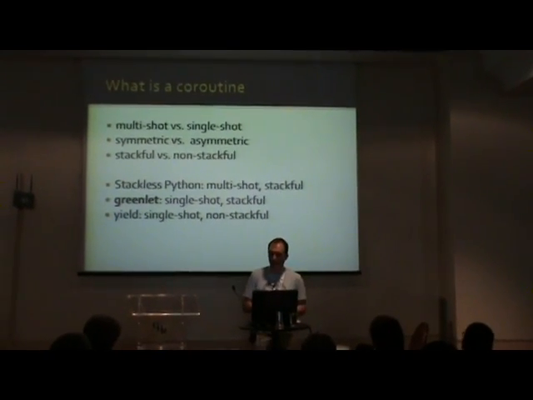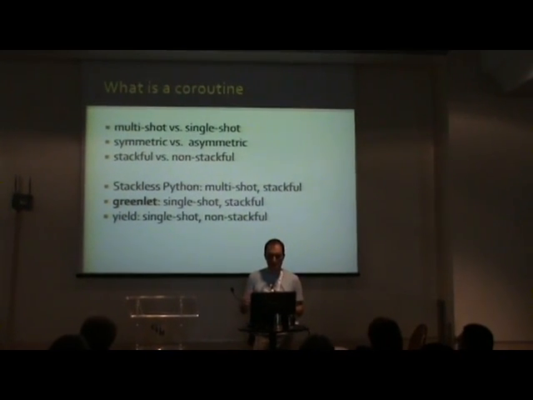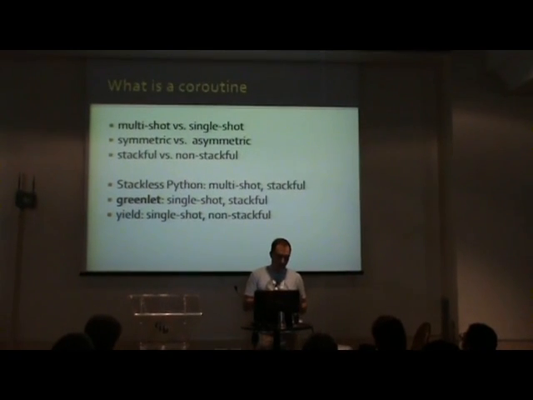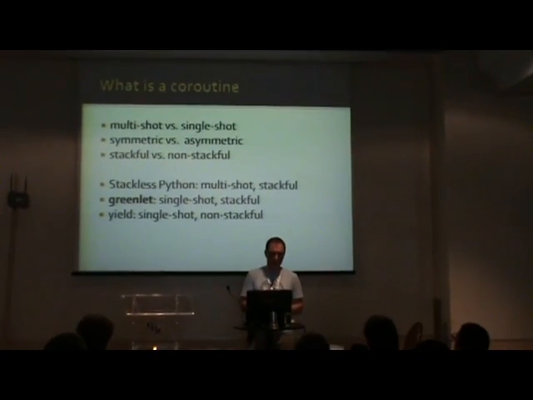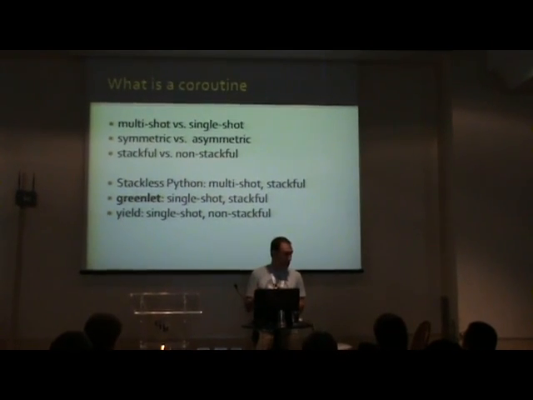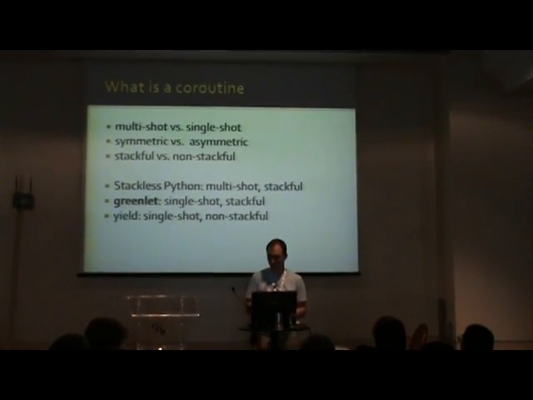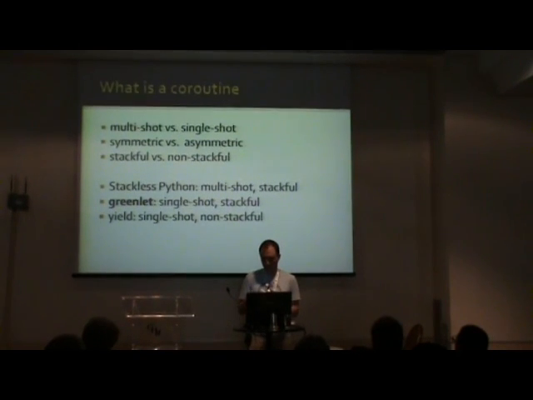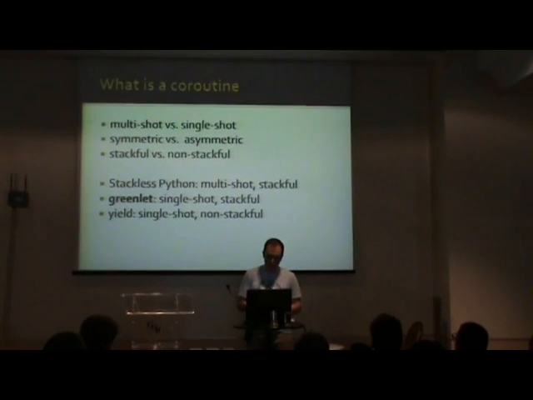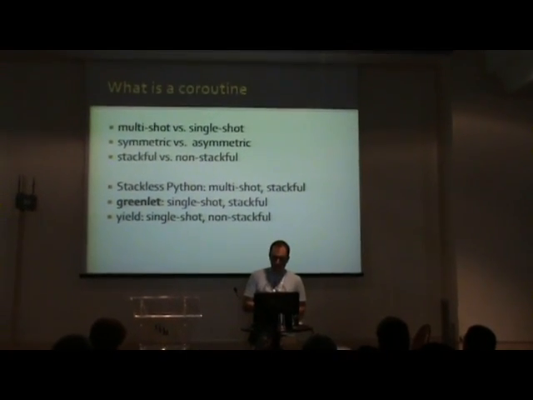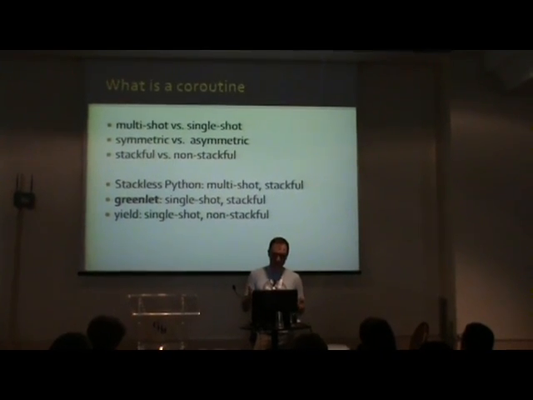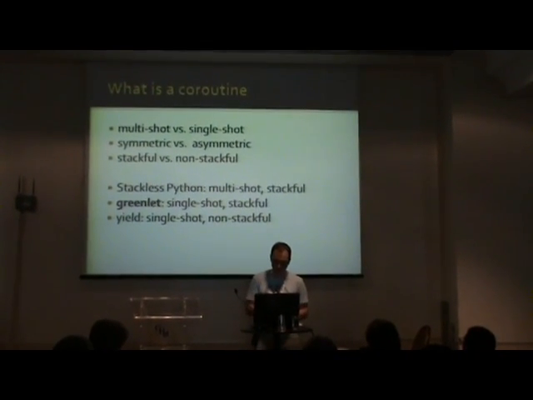Symmetric coroutines are the kind that always yield control to the target. Python generators are an example of symmetric coroutines. With asymmetric coroutines, you specify which coroutine you want to switch to. Greenlet, for example, is an asymmetric coroutine. You always say, I want to switch to this greenlet. This difference, they're actually equivalent in power. If you have one, you can build the other.